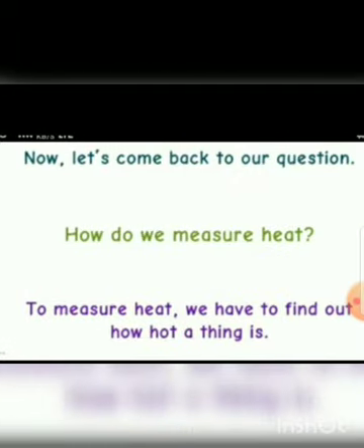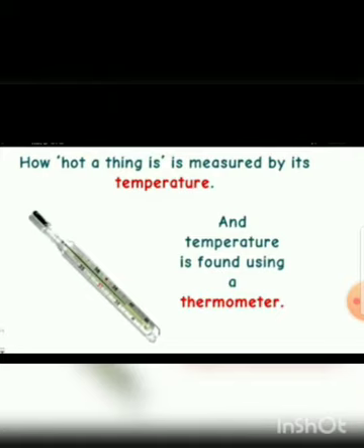Now let's come back to our question. How do we measure heat? To measure heat, we have to find out how hot a thing is. How hot a thing is measured by its temperature. A temperature is found using a thermometer. So how do we find out this temperature?